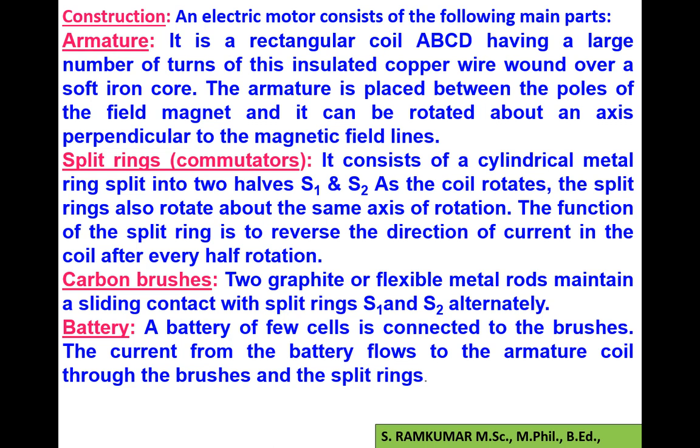Carbon brushes. Two graphite or flexible metal rods maintain a sliding contact with split rings S1 and S2 alternately. Battery. A battery of a few cells is connected to the brushes. The current from the battery flows to the armature coil through the brushes and the split rings.